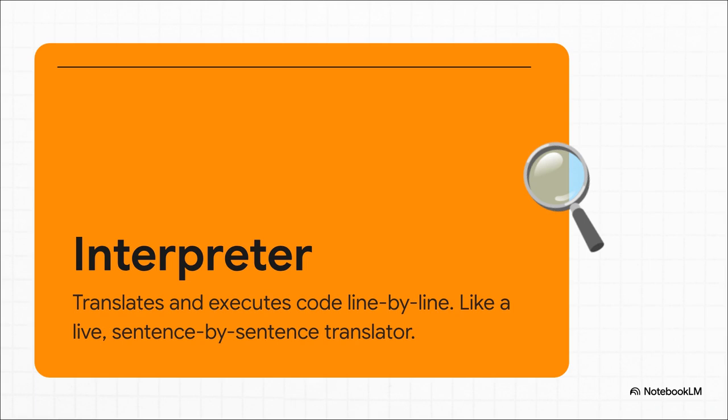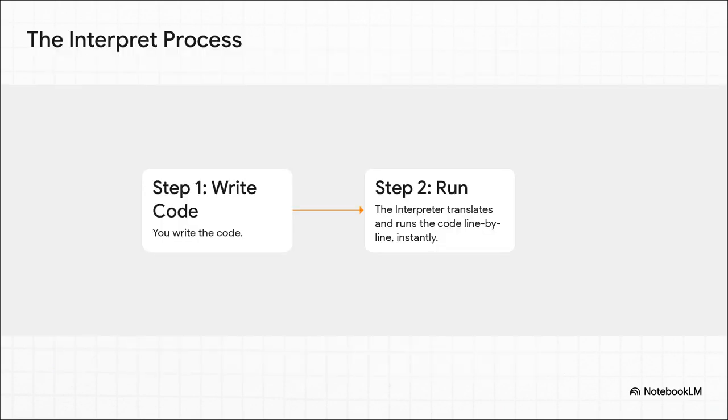The live translator analogy is spot on. It's like someone whispering a translation in your ear, sentence by sentence, as a conversation happens. So look at the steps here. You write the code, and then the interpreter just starts running it, line by line. See what's missing? There's no separate compile step. There's no new executable file being created.